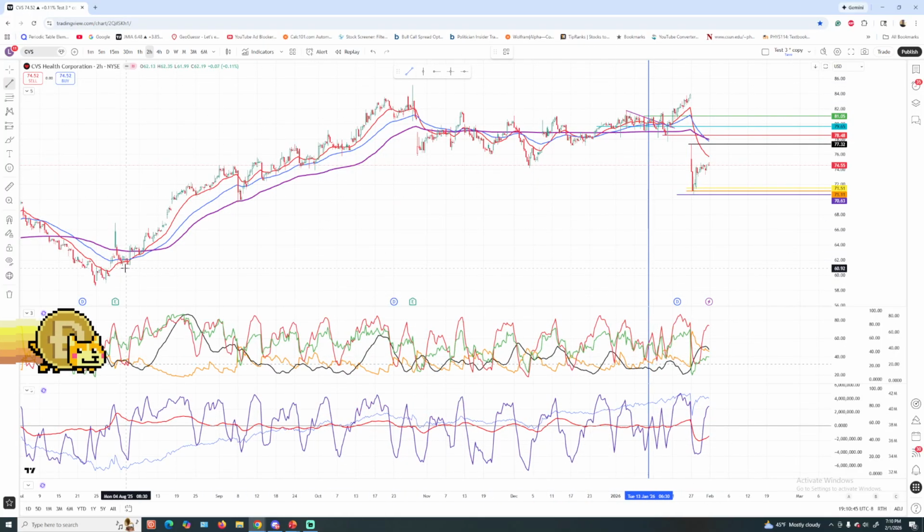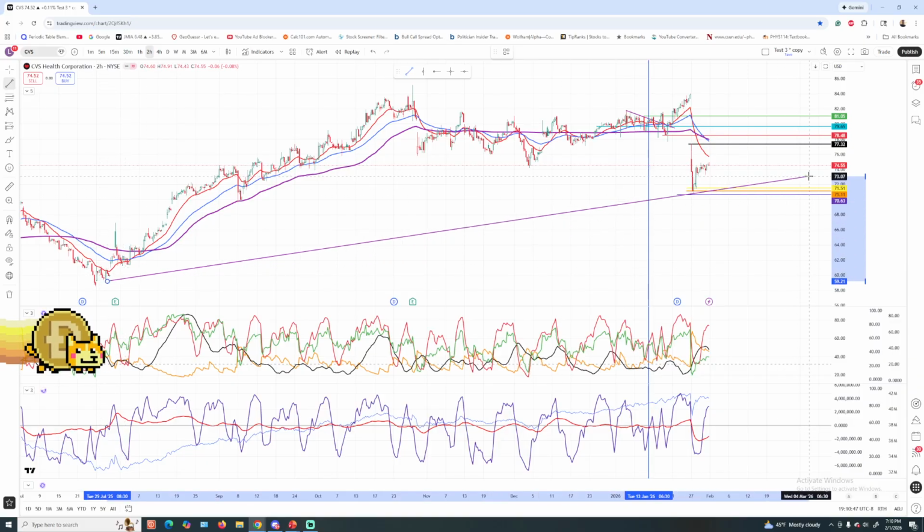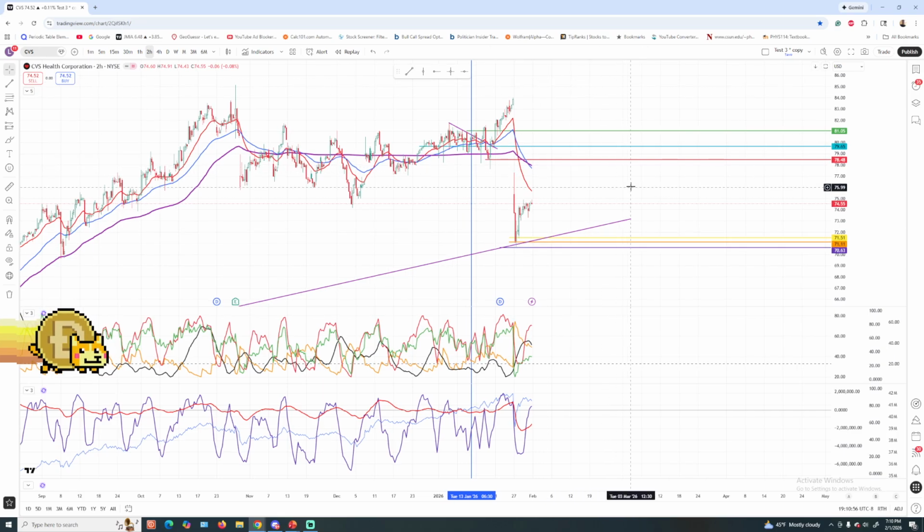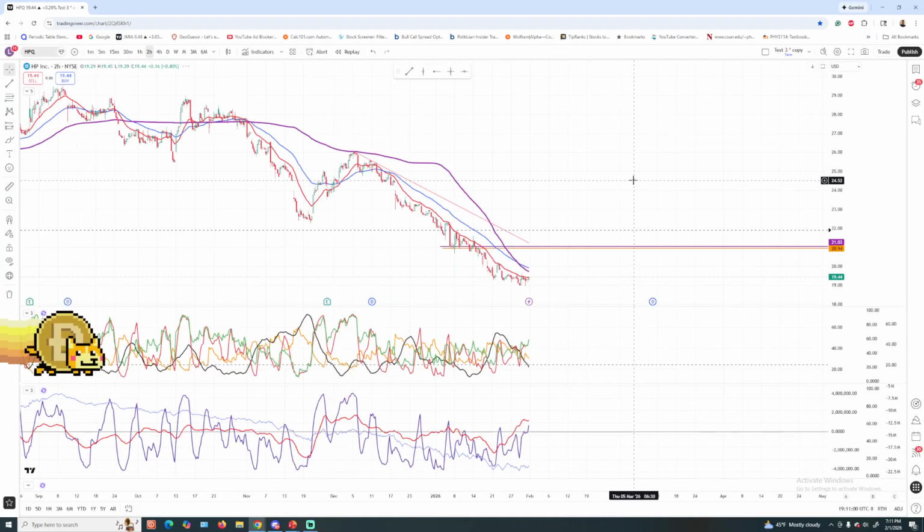Just use the 2-hour right there. So like I said, if it breaks below this purple line, do puts, calls above this black line. Not too crazy. Pretty straightforward. But I don't think I would play it.